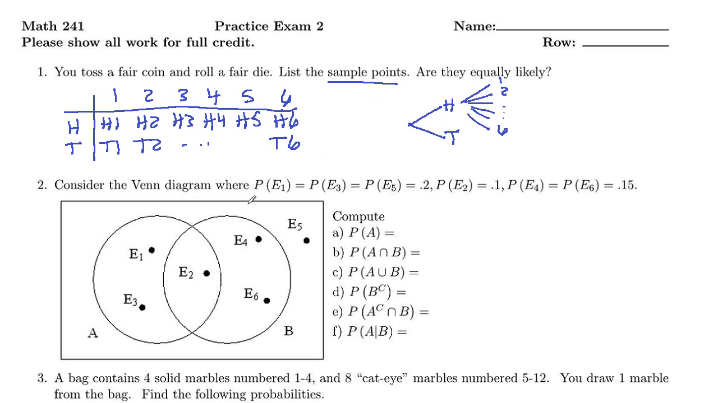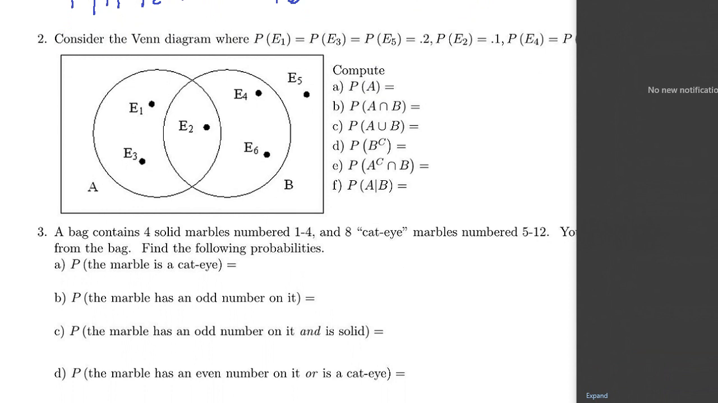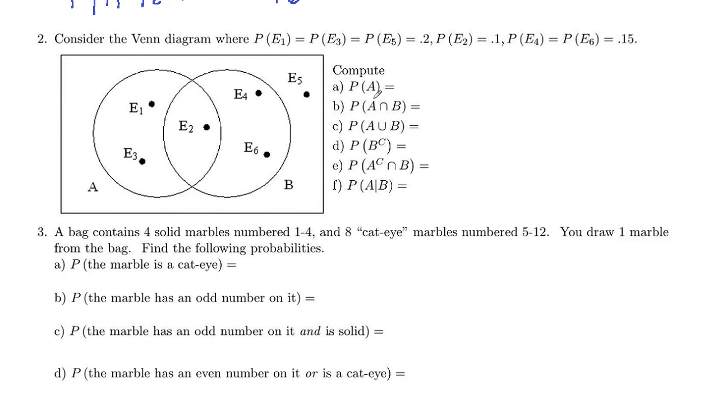Next up, we've got a Venn diagram. We're given probability of the sample points E1, E3, and E5 are all the same at 0.2. Probability of E2 is 0.1. Probability of E4 and E6 are both 0.15. And we want to find the probability of the event A. So A includes E1, E2, and E3.